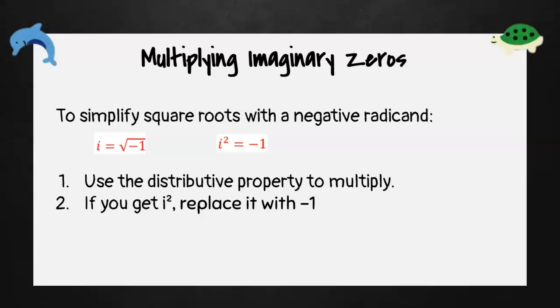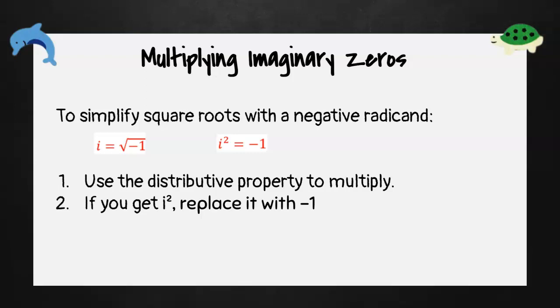So we've talked about multiplying imaginary zeros in a different unit, but let's just refresh what imaginary numbers are. When we simplified square roots that had a negative radicand, we used the idea that i was equal to the square root of -1, and if I square both sides of that equation, i squared would equal -1. So we used those two when we were dealing with complex numbers.